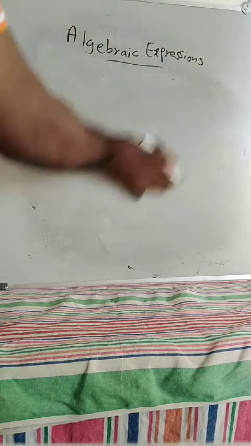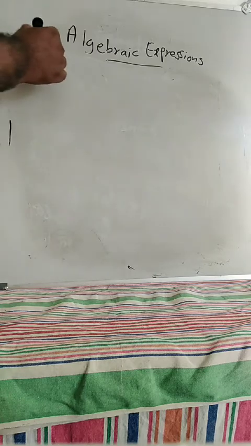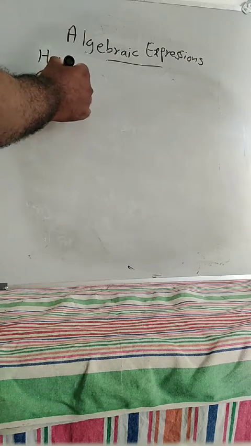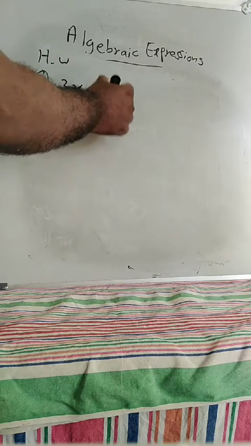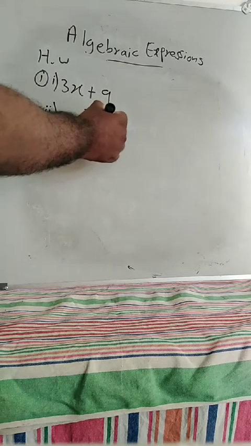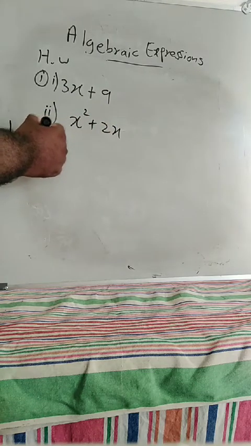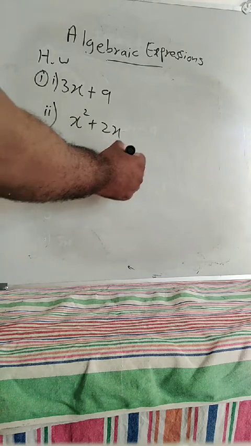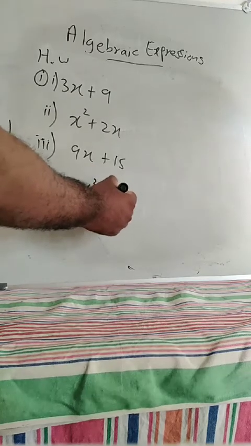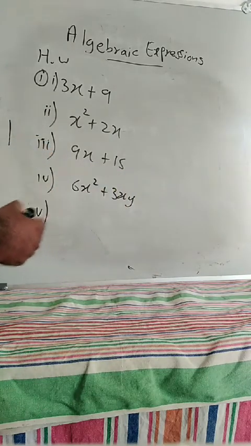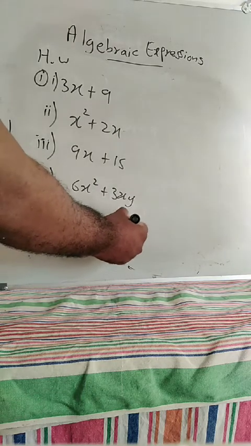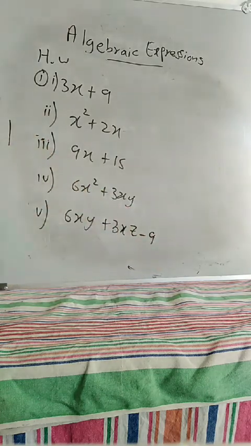Right, I think you will understand this and do this homework at home. First one, factorize 3x plus 9. Second one, x squared plus 2x. Third one, 9x plus 15. Fourth one, 6x squared plus 3xy. Fifth one, 6xy plus 3xz minus 9.